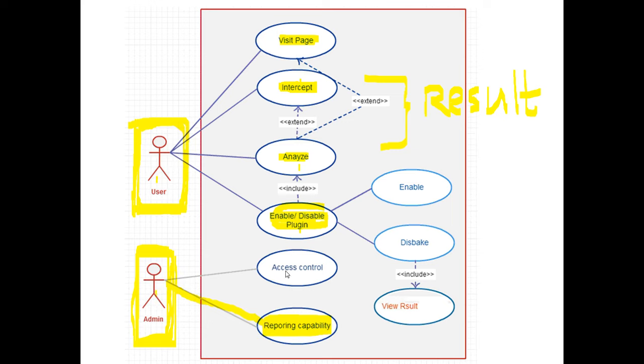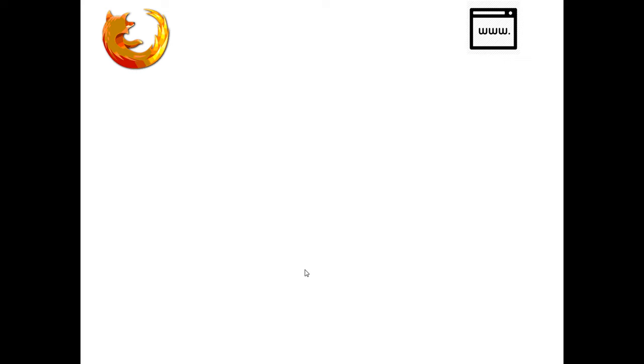Okay, and also we provide something called access control. The meaning of access control is just login, logout, and registration module. Okay, so this is about the use case diagram for this project. Now let us get into the architecture diagram. So the architecture diagram of this project goes like this.